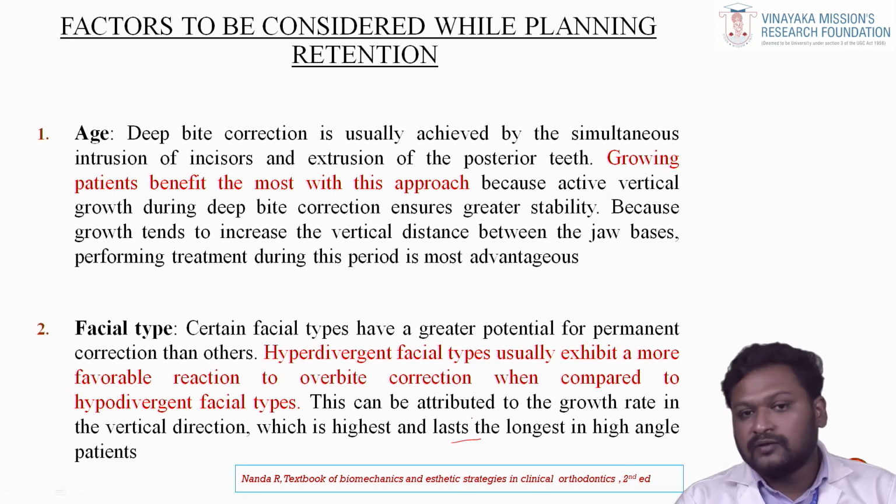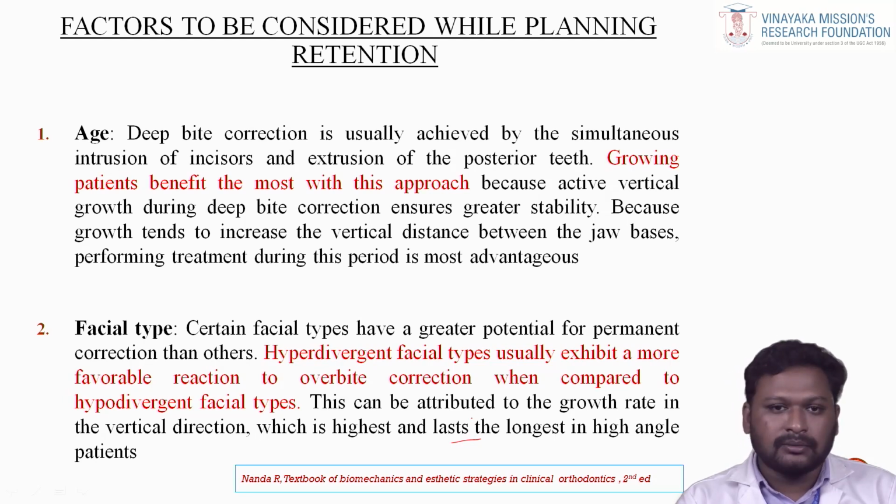But in hypodivergent cases, there will be growth in a horizontal direction. That will always be a problem and very difficult in correcting the deep bite. And stability is also questionable, because in hypodivergent cases there will be a high masticatory force. That will lead to more chances of relapse. So that should be a concern.